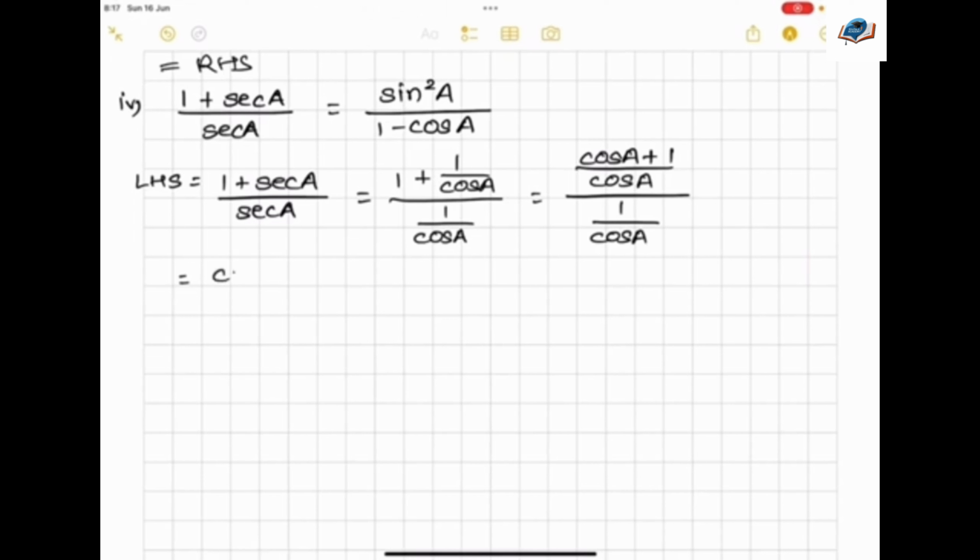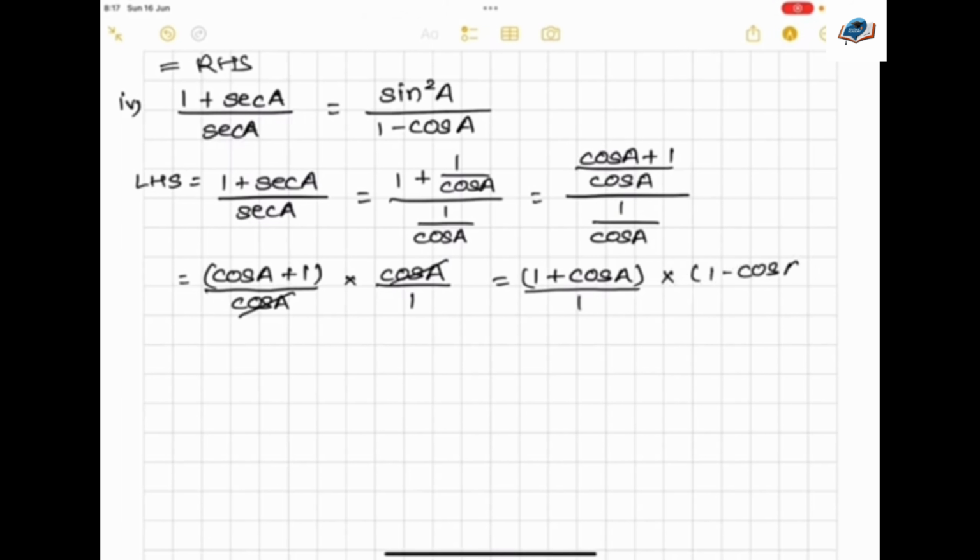So cos A plus 1 upon cos A into cos A upon 1. So cos A got cancelled. So that is coming as cos A plus 1 or 1 plus cos A whole upon 1. Now I am multiplying with the conjugate, so 1 minus cos A upon 1 minus cos A. So 1 plus cos A into 1 minus cos A whole upon 1 minus cos A.